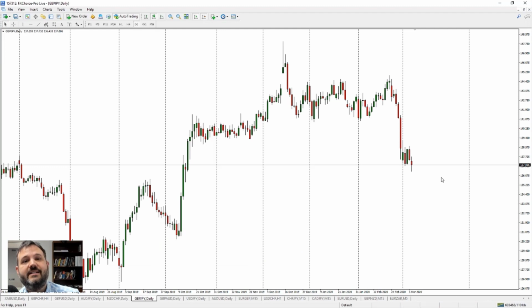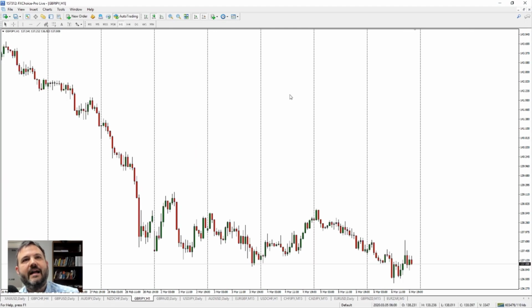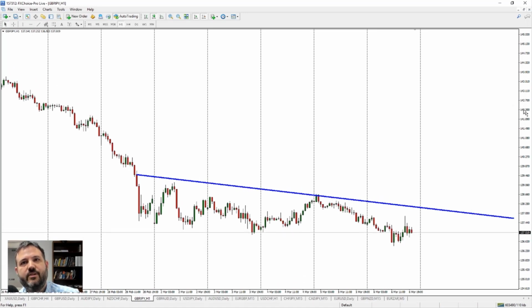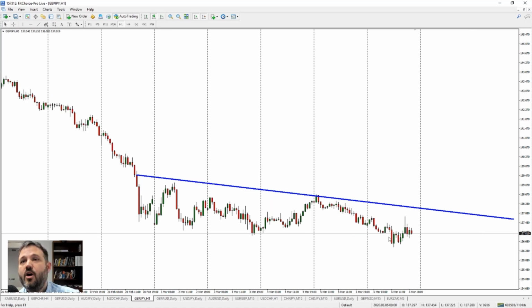So step one was to identify it on the daily. Now that we have it, we're going to go to a lower time frame and identify some kind of trend line. Right now we have this. Okay, this is the trend line. And what I'm looking for is for the price to go back up into this area. All right, so let's see what we can figure out. If it goes up into this area, up in here, that's what I'm looking for.